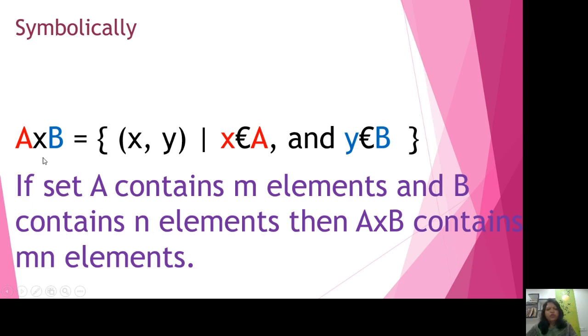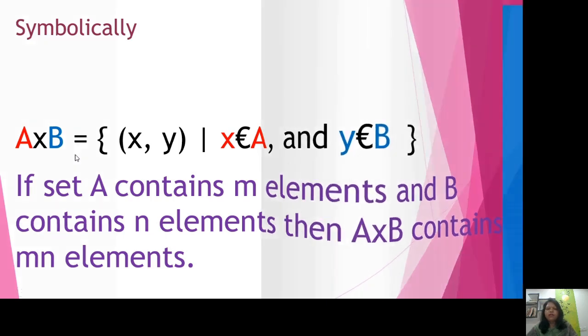Now, there are two sets, the domain set and the codomain set, A and B. If set A contains m elements and set B contains n elements, then the total number of elements in the Cartesian product A cross B is nothing but m into n, because every element in set A makes a pair with every element in set B, and therefore the number of elements in this set will be the product of the number of elements in set A and the number of elements in set B.